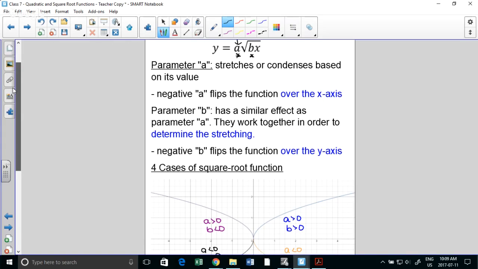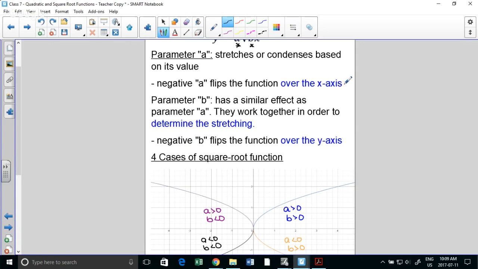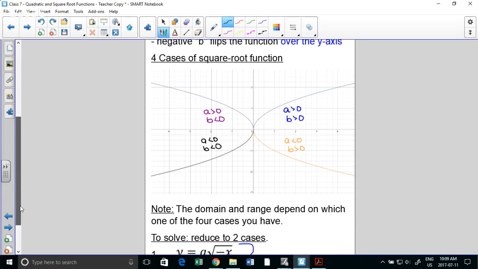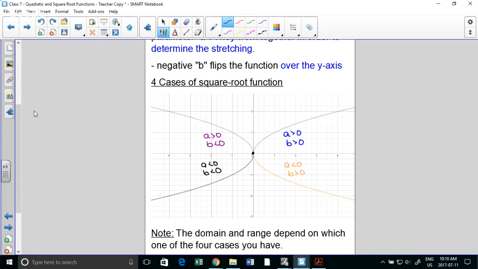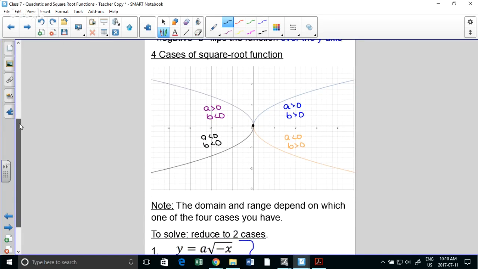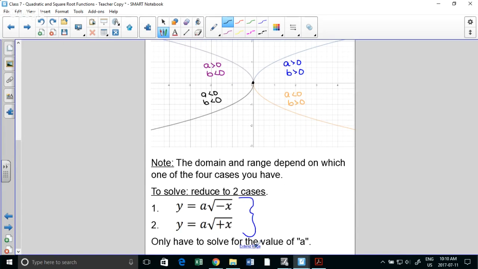So negative a flips the function over the x-axis. Negative b flips the function over the y-axis to give us these 4 cases. So our domain and range are really specific to which of the 4 cases I have. Because remember, domain and range are the possible x values and the possible y values. But this is really complicated to solve for with 2 parameters. So what we are going to be doing is reduce these 4 cases to 2 different cases.